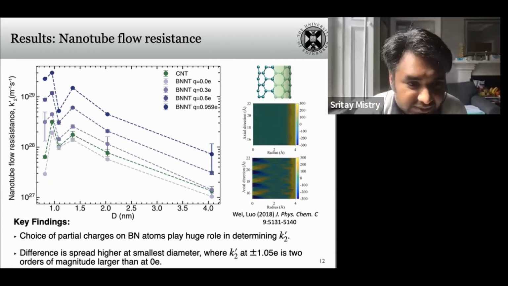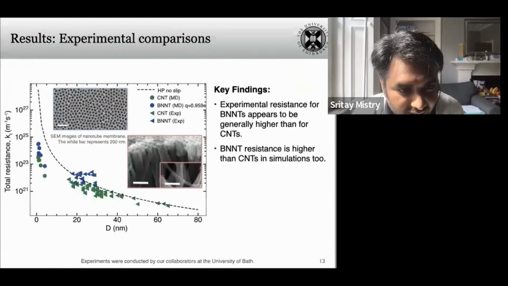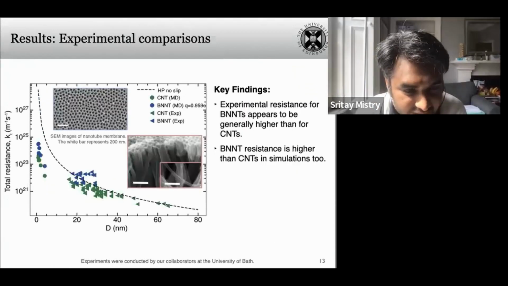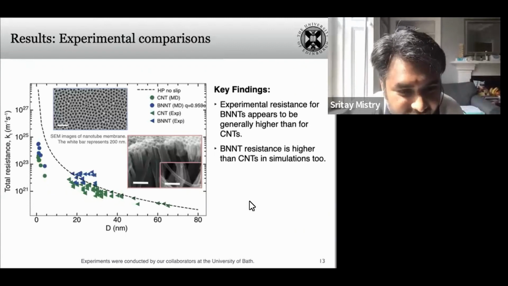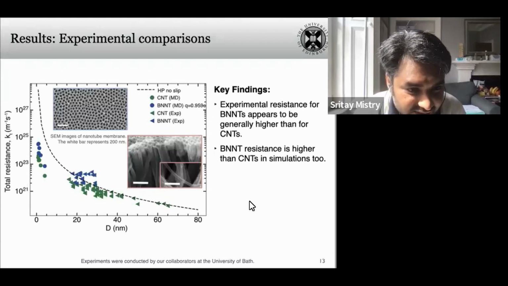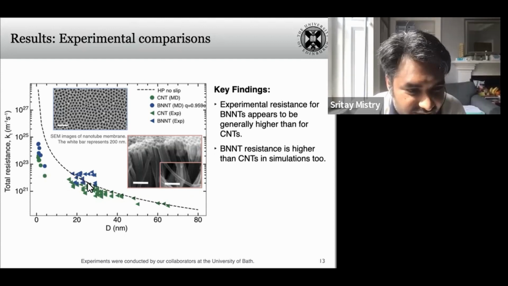The next thing which we had was an experimental result. So we had some people at the University of Bath carry out some experiments with the water flow through boron nitride nanotubes. They had much wider diameter nanotubes than we did, because MD is obviously very computationally expensive. We can't go into this regime.